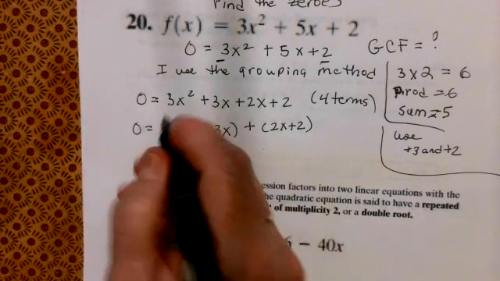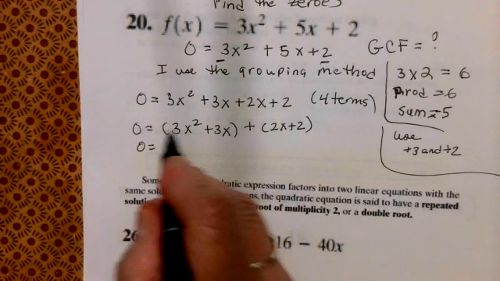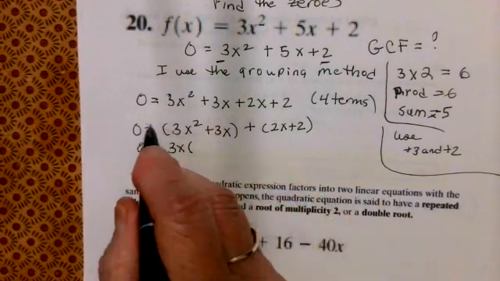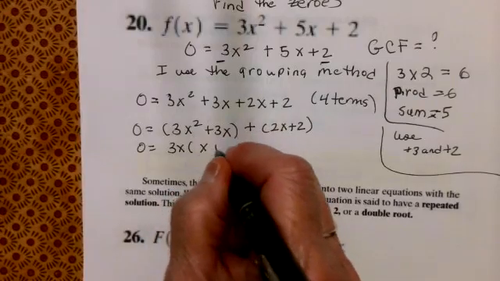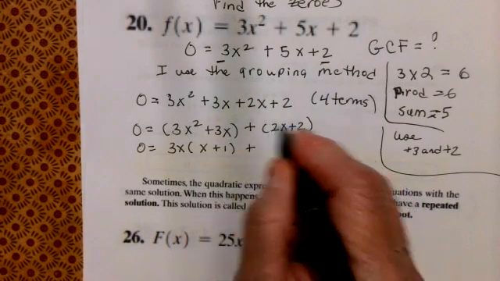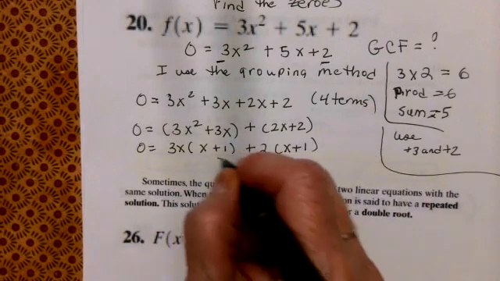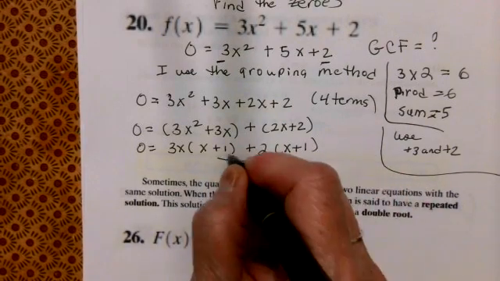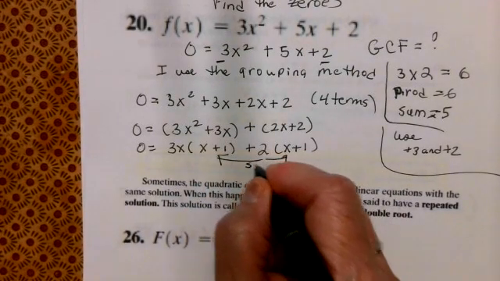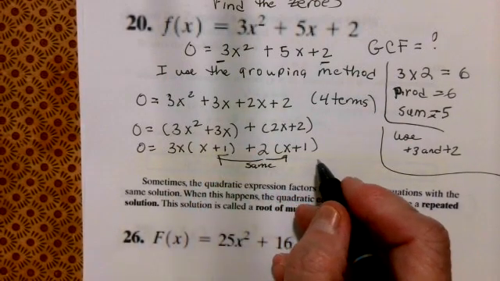Then you factor the greatest common factor out of this group. So the greatest common factor is a 3x, and what's left will be an x plus 1. Then you factor the greatest common factor out of this group, and that's a 2. Now, if this is going to work, these have to be identical. And if they're not, you probably made some kind of mistake. What's in this parenthesis has to be the same as what's in this parenthesis.